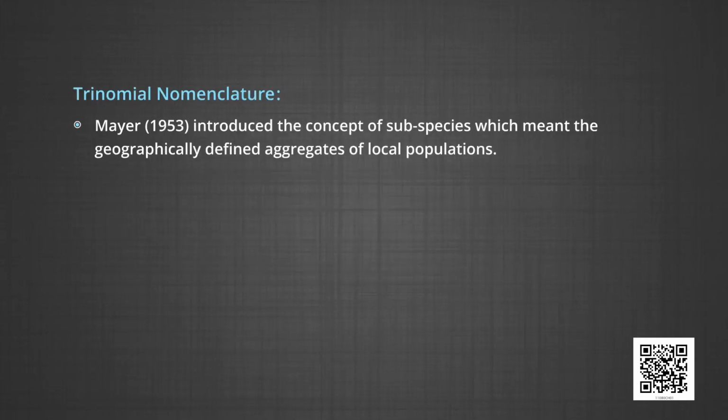Trinomial nomenclature. Mayr in 1953 introduced the concept of subspecies, which meant the geographically defined aggregates of local populations. The naming of a species, especially an animal, up to subspecies level is called trinomial nomenclature. Example, Homo sapiens sapiens, Homo sapiens neanderthalensis. Botanists don't consider trinomial nomenclature.